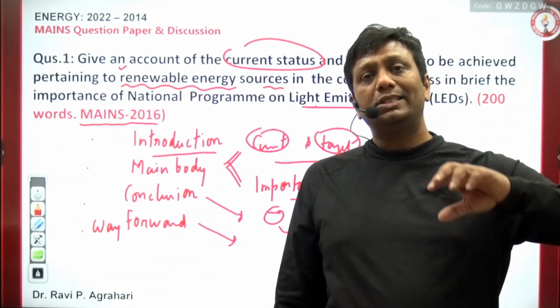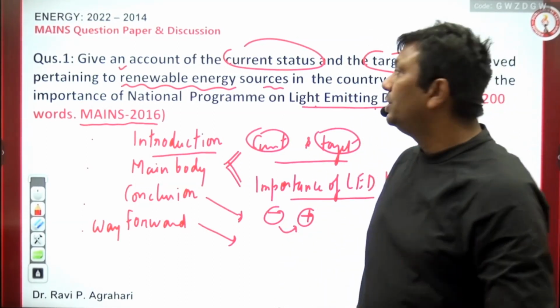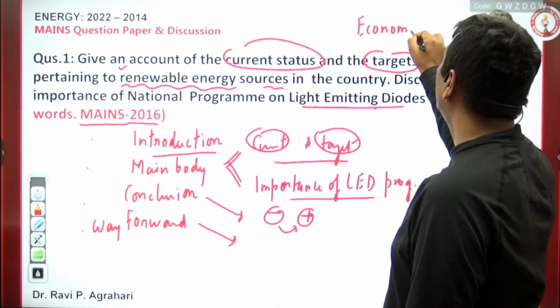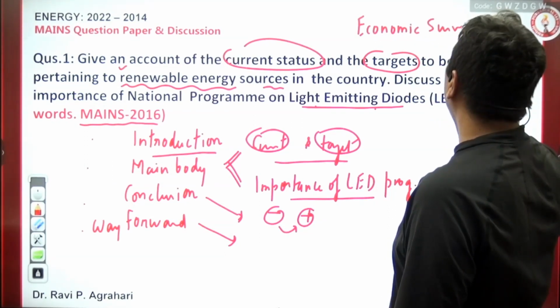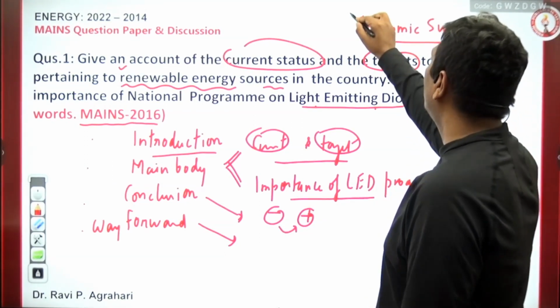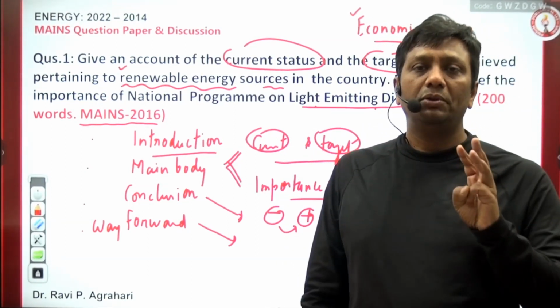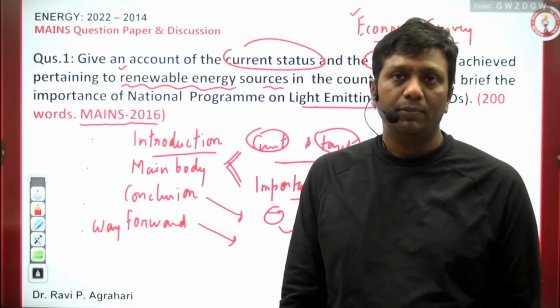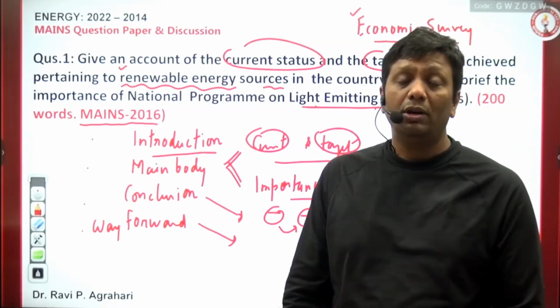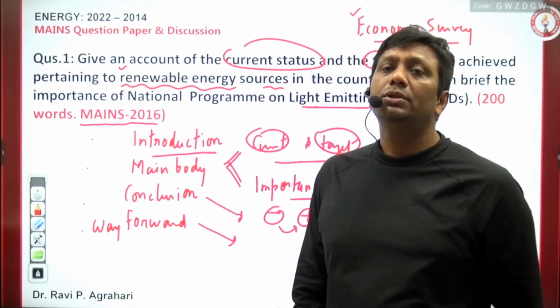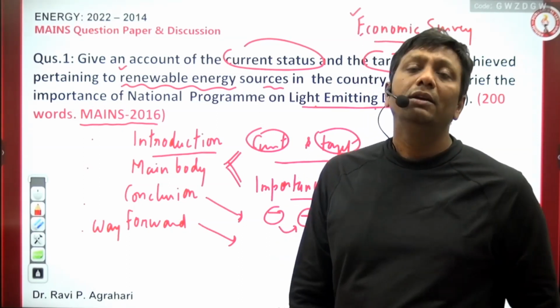In 2016, the Economic Survey was published. Through the help of the question paper, I am showing you how to do this type of updating. The Economic Survey has three chapters related to science and technology and the environment, and I request all of you to follow these three chapters every year for updating.